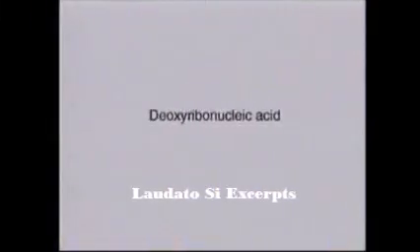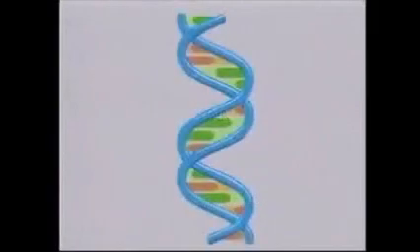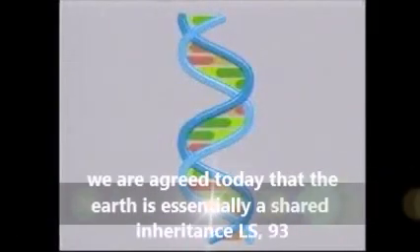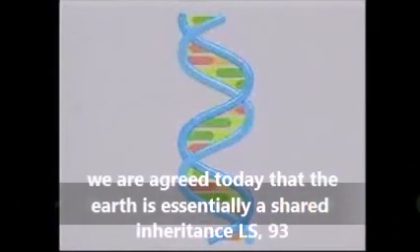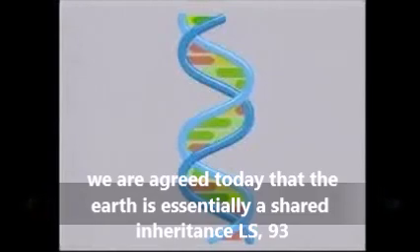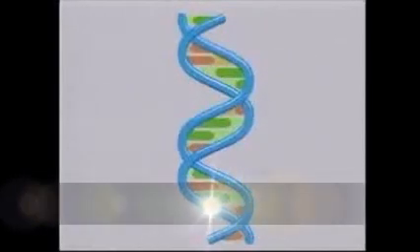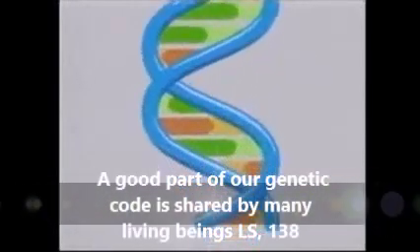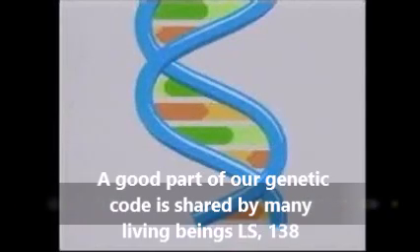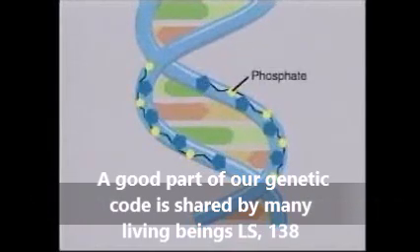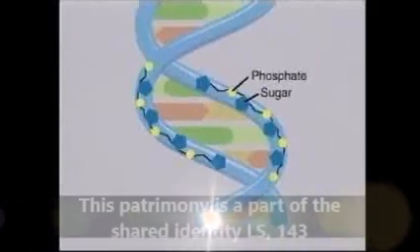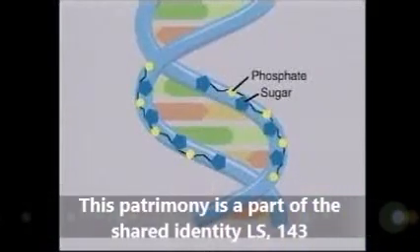Deoxyribonucleic acid, or DNA, is a molecule made up of two long strands. The strands wrap around each other, forming a double helix. The DNA double helix resembles a twisted ladder. The sides of the ladder are formed by alternating phosphate and sugar groups. The sugar and phosphate groups form the backbone of a strand of DNA.